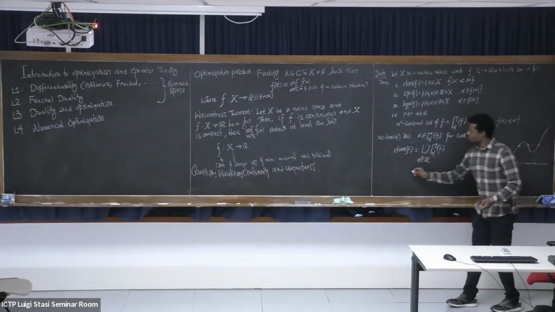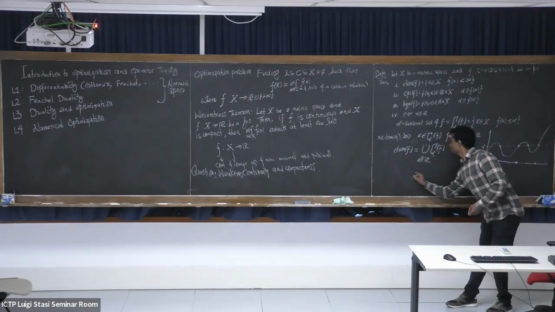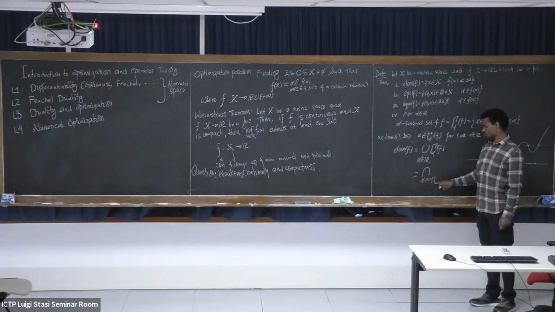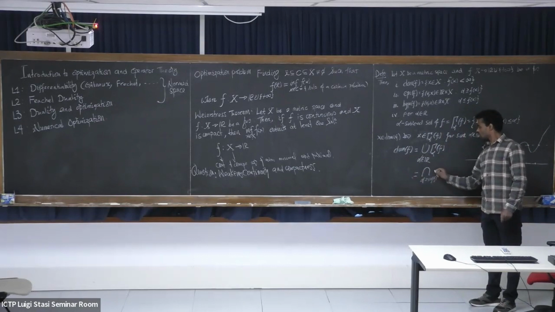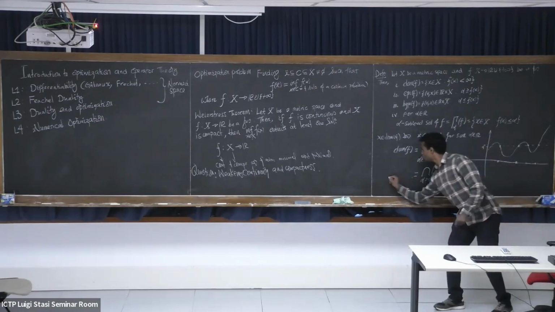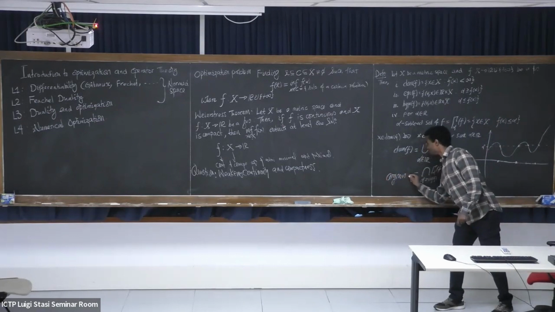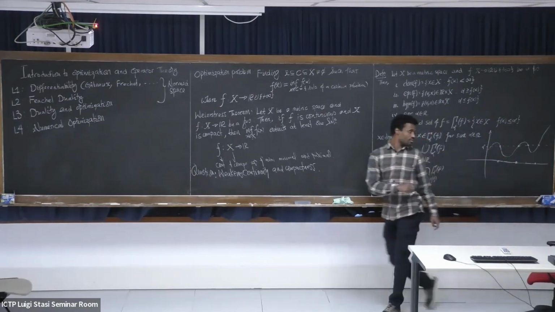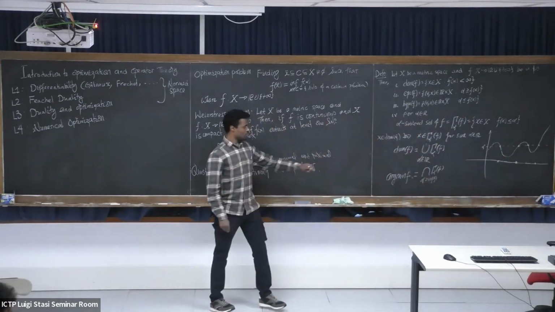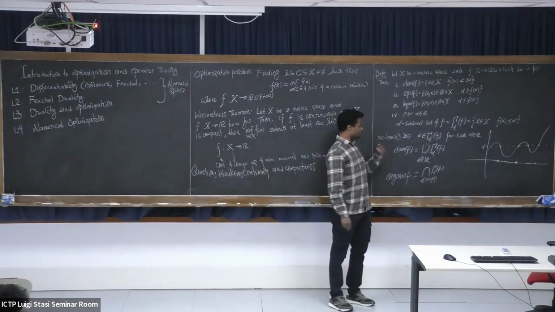But what will be the intersection? If we know the infimum value of F, the intersection of alpha sub-level sets of F is obviously the set of all minimizer points. That is argmin of F. So the union of the sub-level sets is the domain.